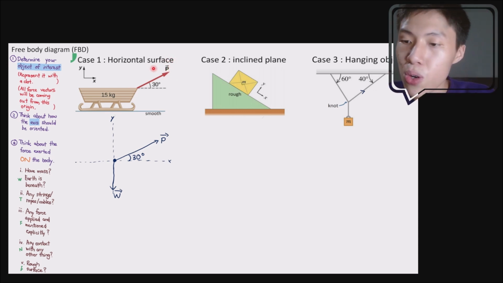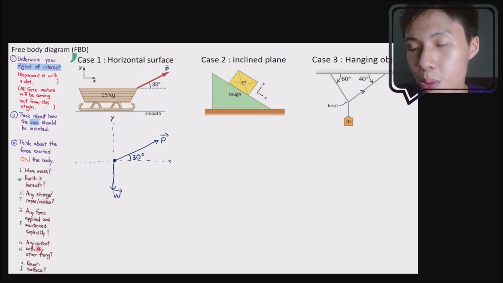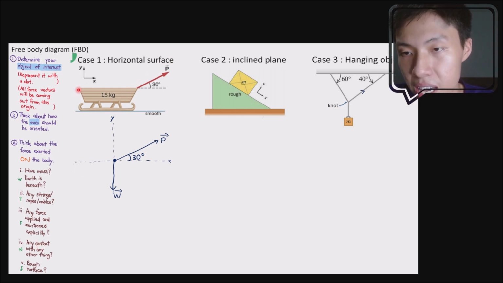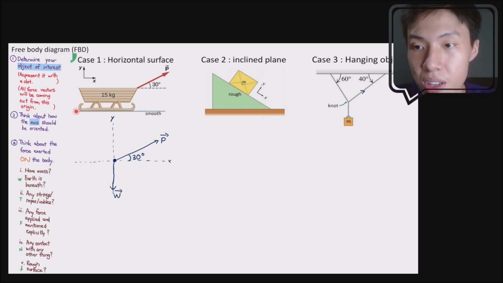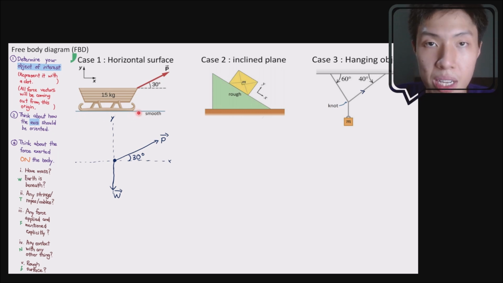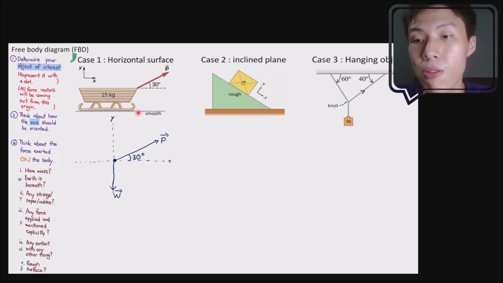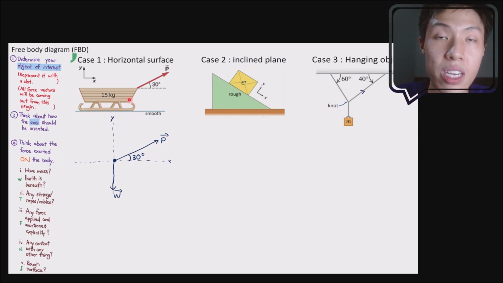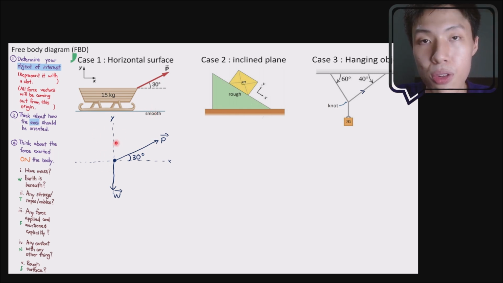Okay, so fourth question, any contact with any other thing? Well, this sleigh, is it in contact with anything? Well, yes, it is in contact with the surface, right? The ground or the floor, as you call it. So since it is in contact with something, then you should expect there's a normal force. And since the sleigh is only in contact with one surface, which is the floor, you should expect only one normal force in this free body diagram.